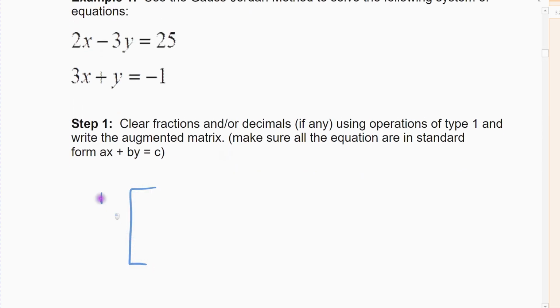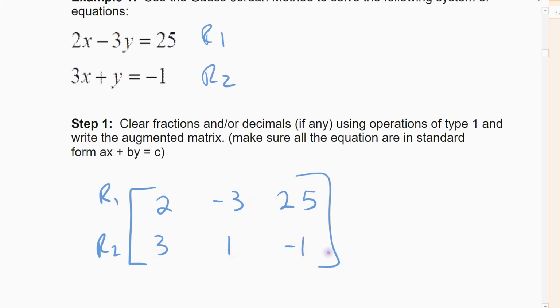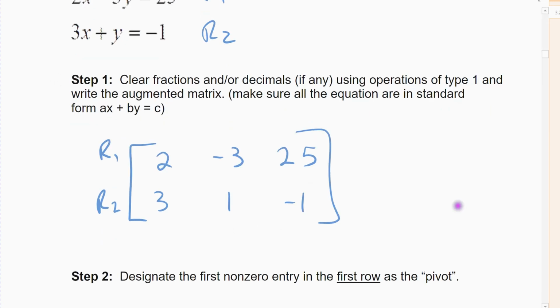would be my row 1 and my row 2. My row 1 represents equation 1, so it's 2, negative 3, 25. My row 2 is my equation 2, which is 3, 1, negative 1. This is row 1, this is row 2. And there's my augmented matrix. It's a 2 by 3, 2 rows, 3 columns. And so that's the first step.